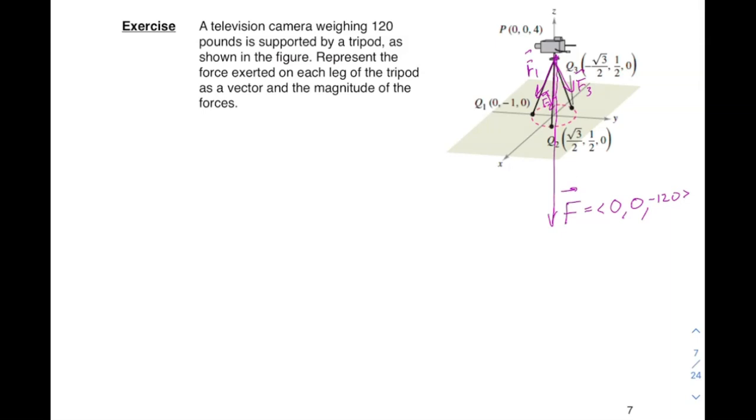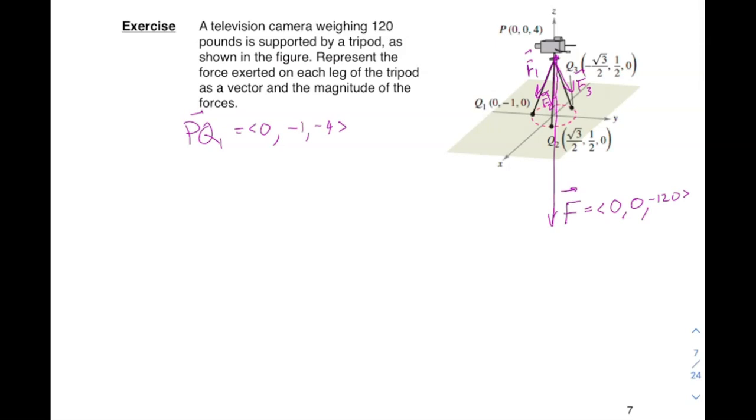So what we notice is that these 3 forces are each along the legs, so they are going to be a certain factor of the vector from P to Q1, from P to Q2, and from P to Q3. So firstly, let's write what PQ1 is. It's OQ1 minus OP, which is 0, -1, and -4.